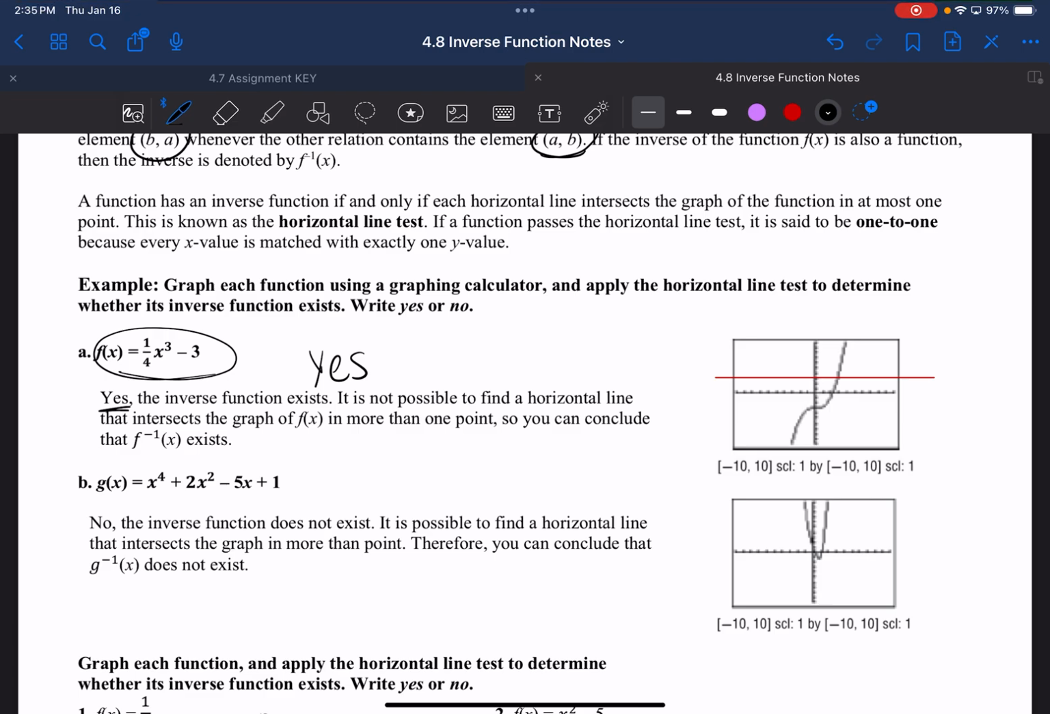It says the inverse function would exist. It's not possible to find a horizontal line that would intersect at more than one point on this graph. Therefore, it must have an inverse.